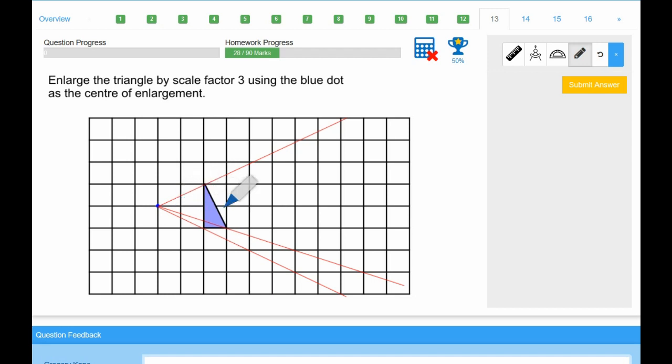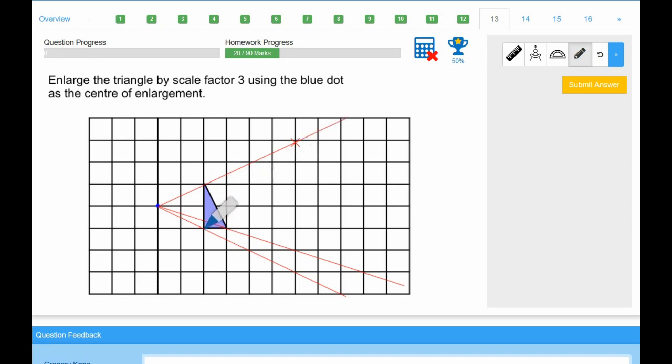1, 2, 3, 4, 5, 6, and then 3 up. So 2 to the right and 1 up becomes 6 to the right and 3 up. And I'm checking, yes, that should definitely be on my ray line. So there it is there.